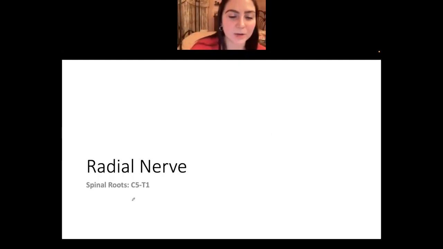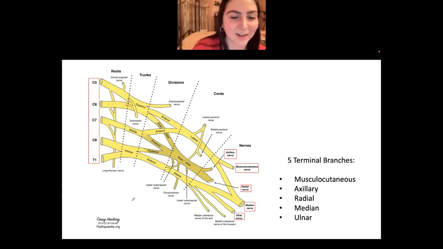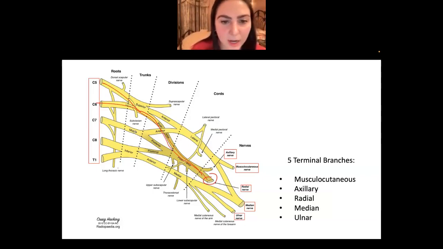Radial nerve, C5 to T1, which you're like, isn't that just the entire brachial plexus? Yes, and the radial nerve is basically made up of the entire brachial plexus. So here's the radial nerve right here, and you can see if you follow these down, every single branch is basically providing to the radial nerve.